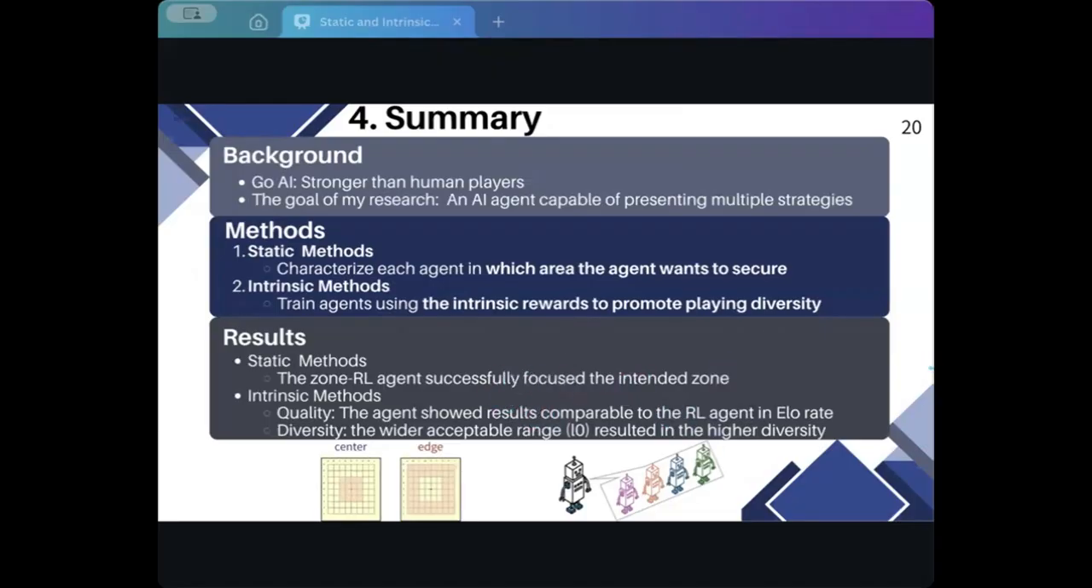As a result, in the static methods, our agent successfully focused on the intended zone. In the intrinsic methods, our agent achieved performance comparable to the normal RL agent in error rating, and we observed that a wider acceptable range during training led to higher diversity.